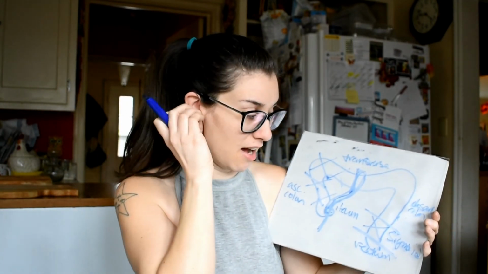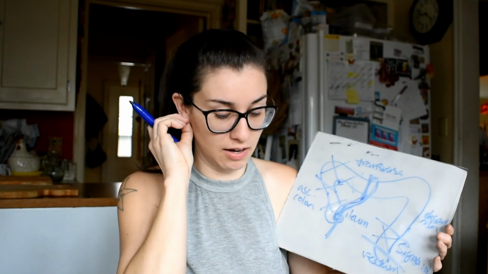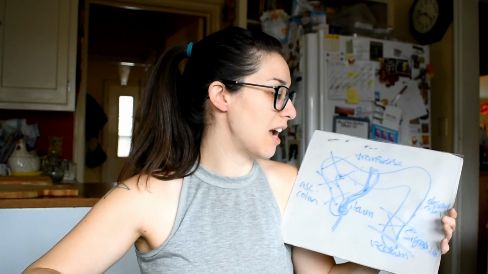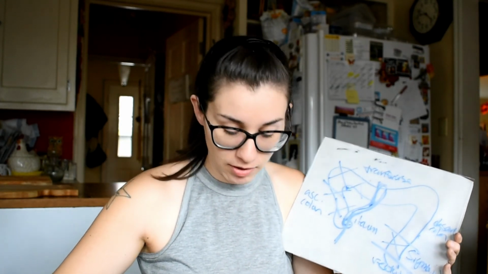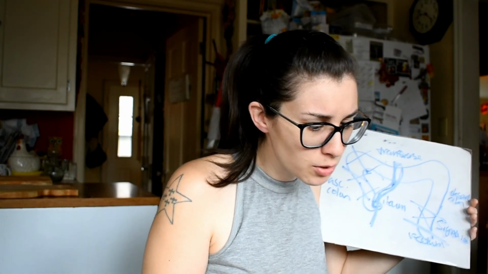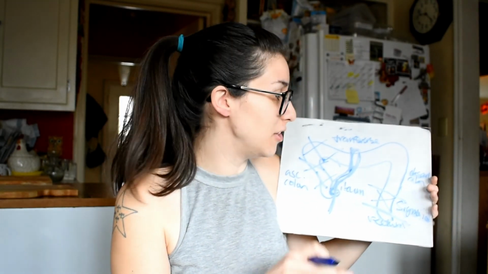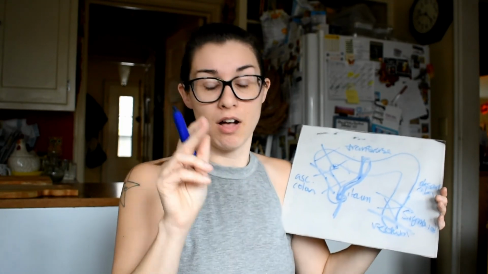But then they still have to find another ending for it because we can't just have all of the contents of that spilling out into the abdominal cavity. So we have the end descending colostomy, so the end of the descending colon, which goes out to make the colostomy.